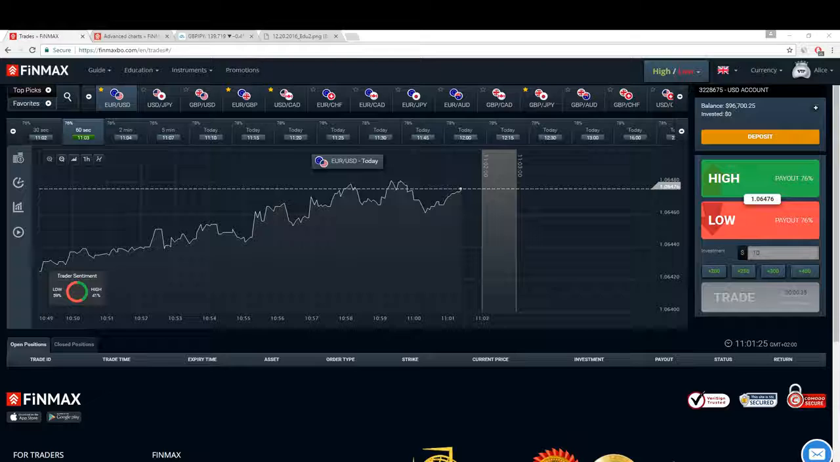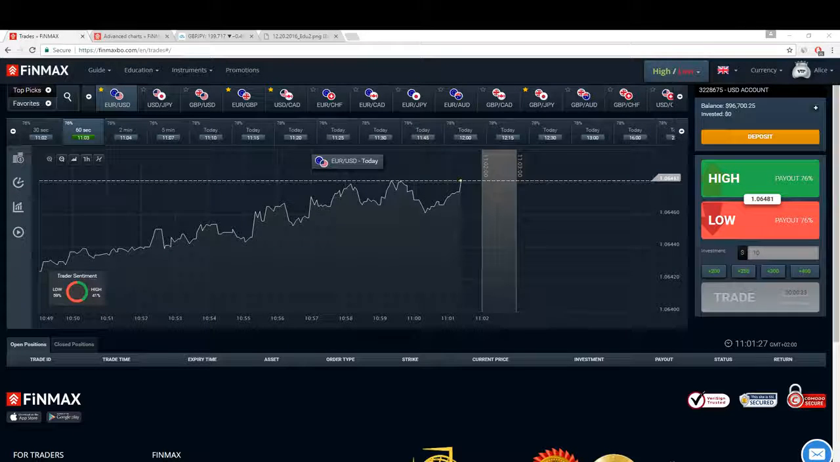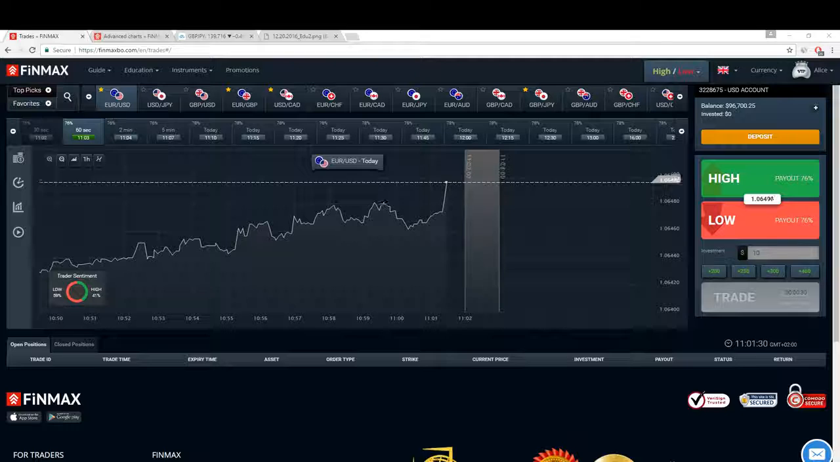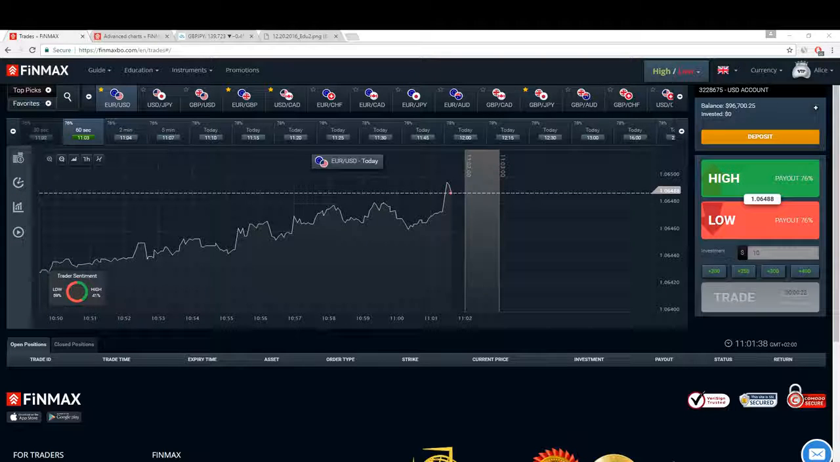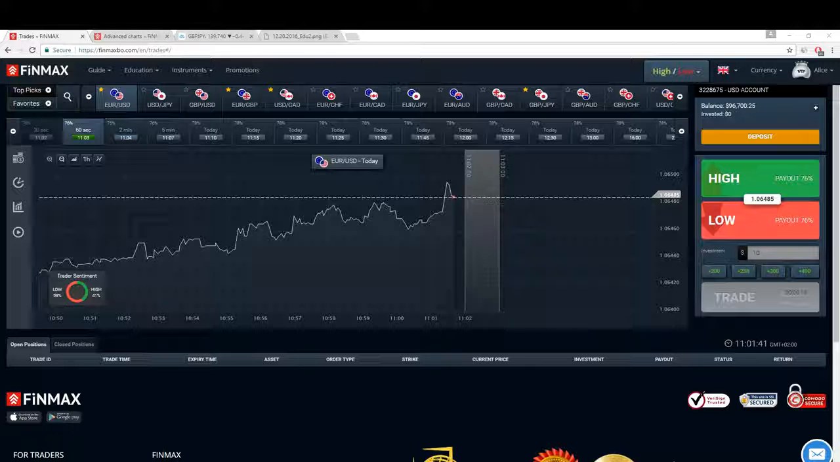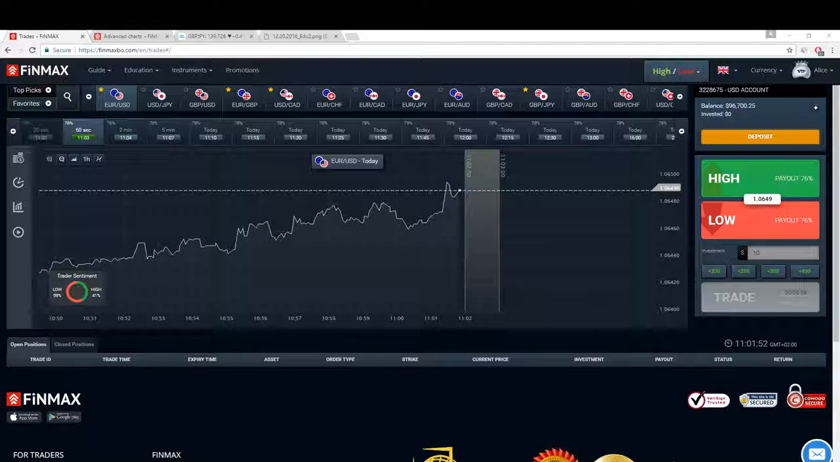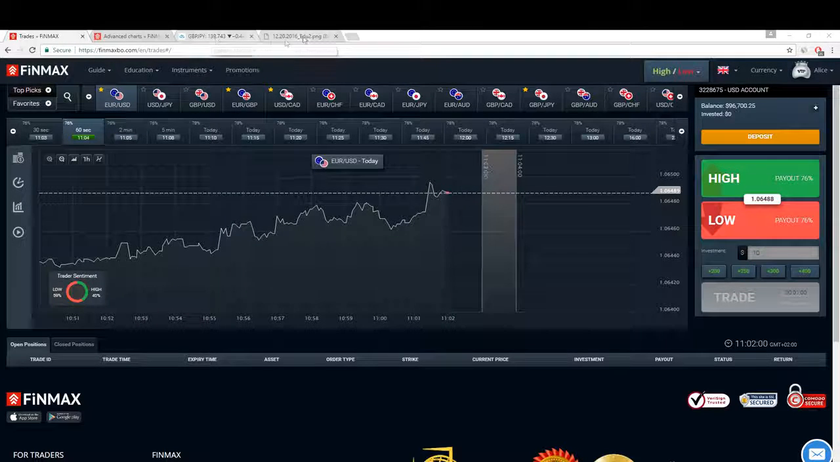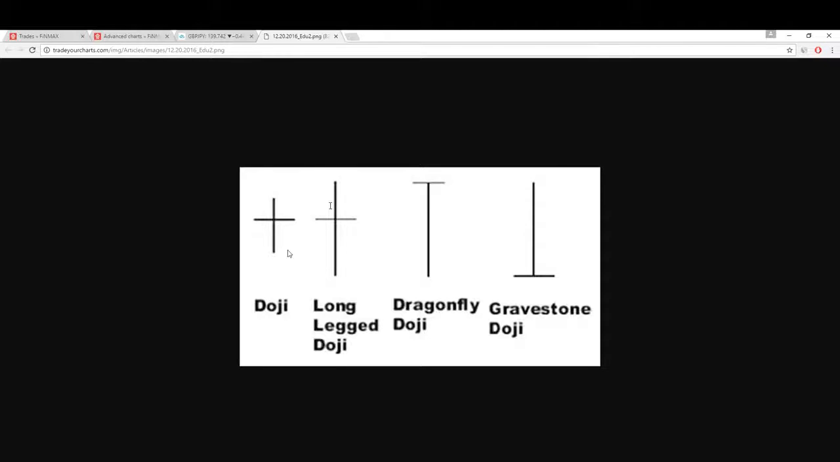So today's webinar I wanted to devote to Dojis, and this is part of the continuation of candlestick patterns analysis. Doji is a pretty important part of that because every trader who at least once saw the candlestick charts of the market has seen Dojis. You can recognize them really easily. Here I prepared the picture for you.